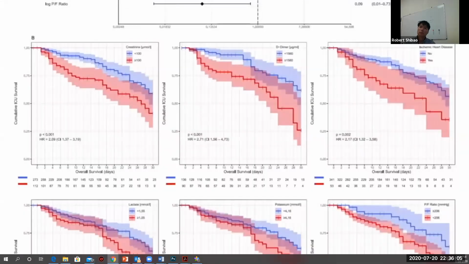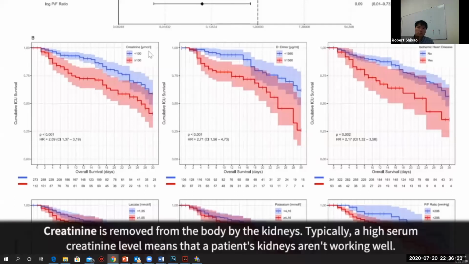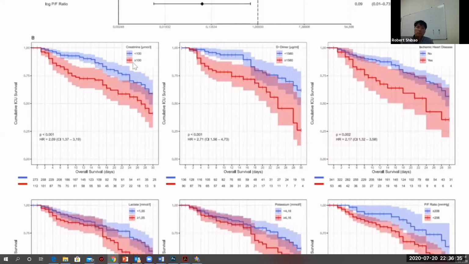Here they are. Again, we have overall survival in days, and these are Kaplan-Meier survival curves, by the way. You can see that we start off at 1.00, and the red and the blue are different. They've determined what the variable is. For instance, this one is the creatinine, measured in micromolar per liter. If we want to convert that into what we would normally see in the United States, a creatinine of less than 100 or greater than or equal to 100 would be around 1.14. So that would be the cutoff.